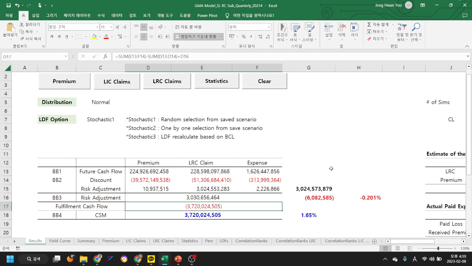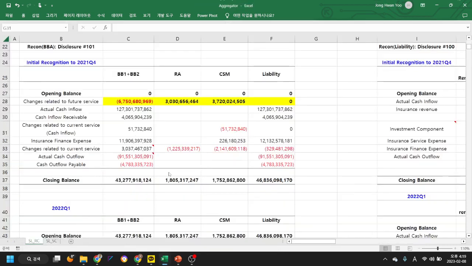But it is on the condition that I'm satisfied with this onerous test on the initial recognition. I'm going to finalize this set of contracts that I ran the stochastic against, and I finally conclude that I'm happy with the onerous test results, and this is a non-onerous group of contracts that I'm going to measure subsequently. If I go to the aggregator, that's what it says.